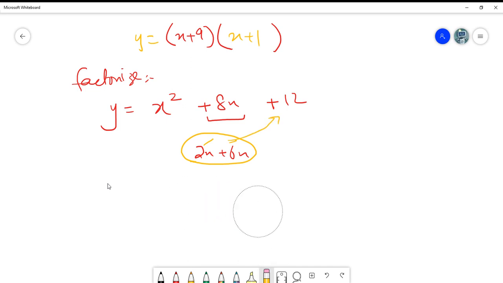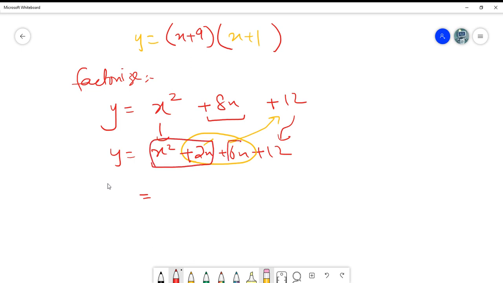Since this is the correct option, let's write the other parts of the equation as they are. So it'll be x squared plus 2x plus 6x plus 12. I've just brought down x squared and 12 as they were. Since the middle term has been broken, since I've broken 8x into two parts, what I need to do is I need to make pairs and then I need to decide what is common in each pair.